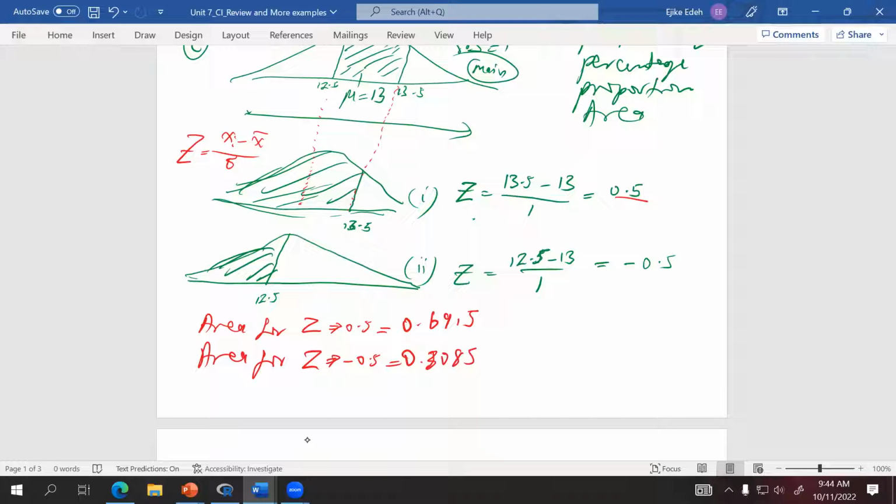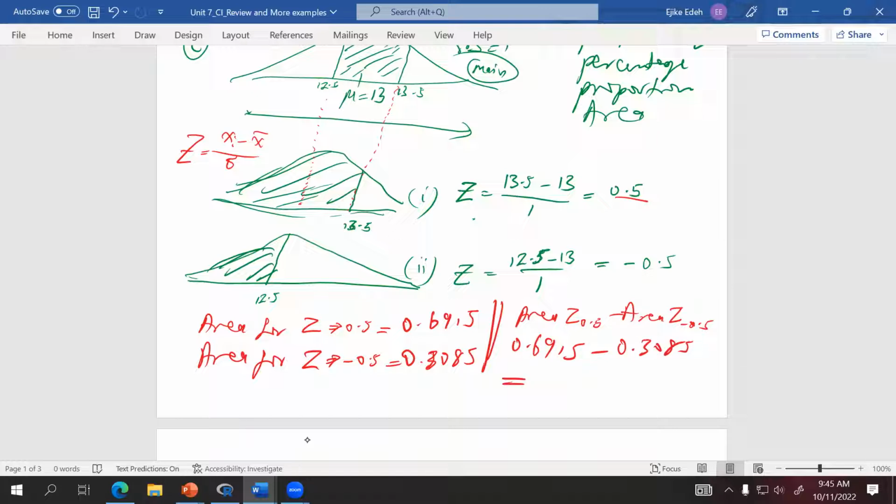So bear in mind that we are calculating area. So there's no way this answer would have been negative, right? Because you're looking for shaded area. You can't have a negative value. So once you've gotten to this stage, the probability that you need will be what you get if you subtract the area for Z of negative 0.5 from the area for Z of 0.5. So if we do that, we have 0.6915 minus 0.3085.